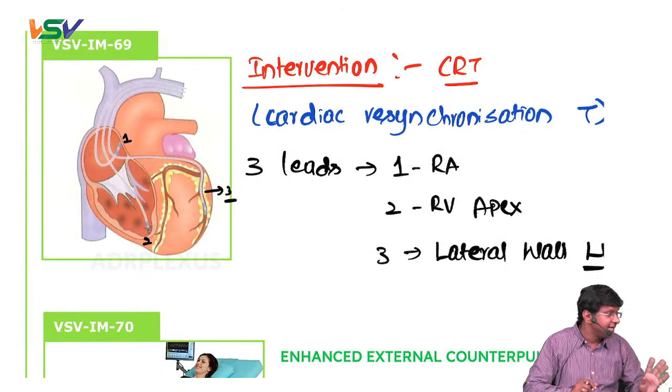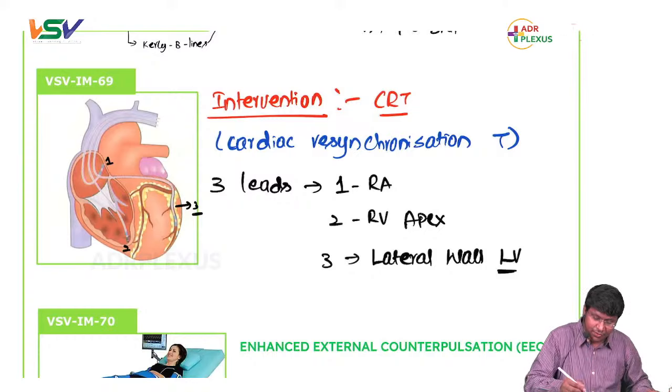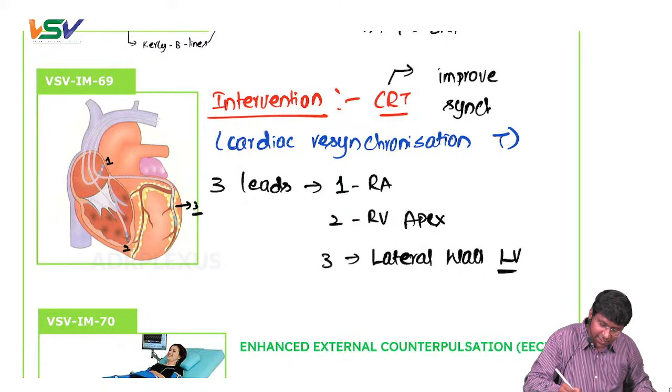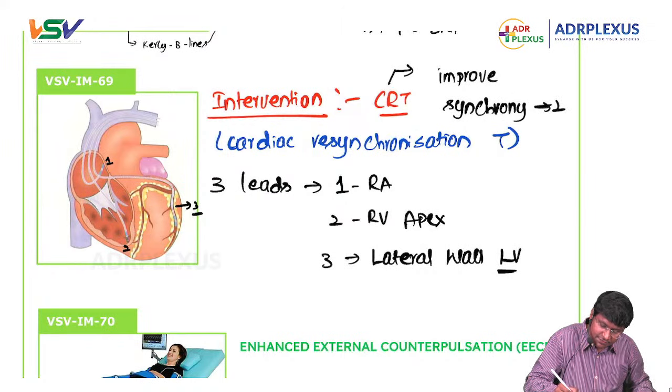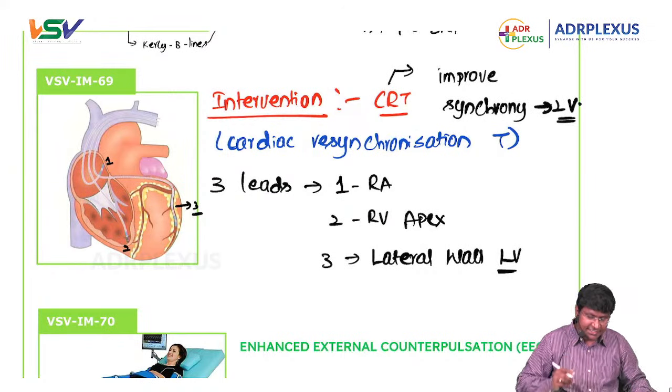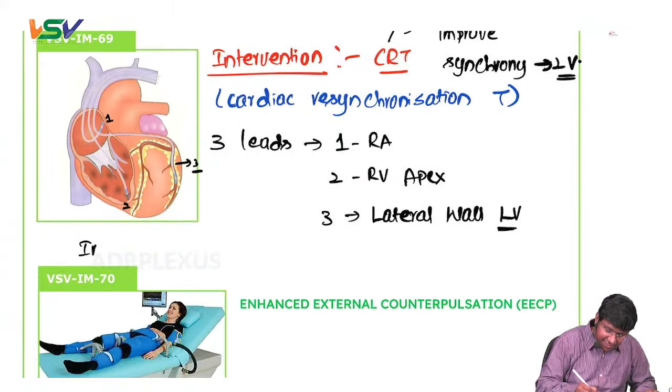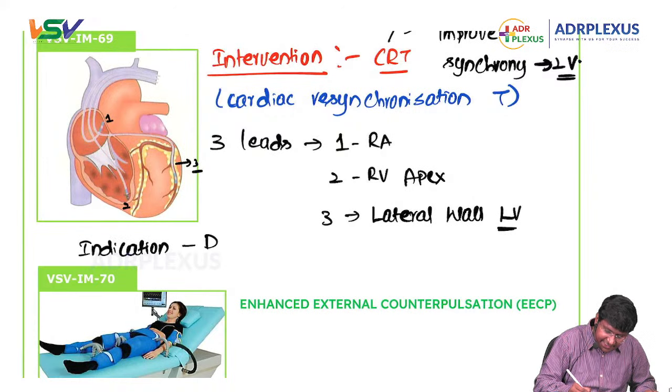And what exactly does this CRT do? This CRT will improve the synchronization between the two ventricles. That is what the CRT does. The definite indication for the CRT is patients with dilated cardiomyopathy not responding to medical management.